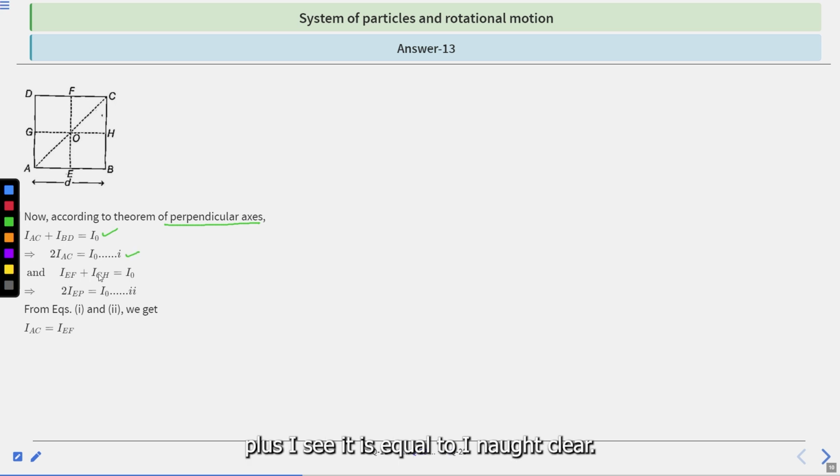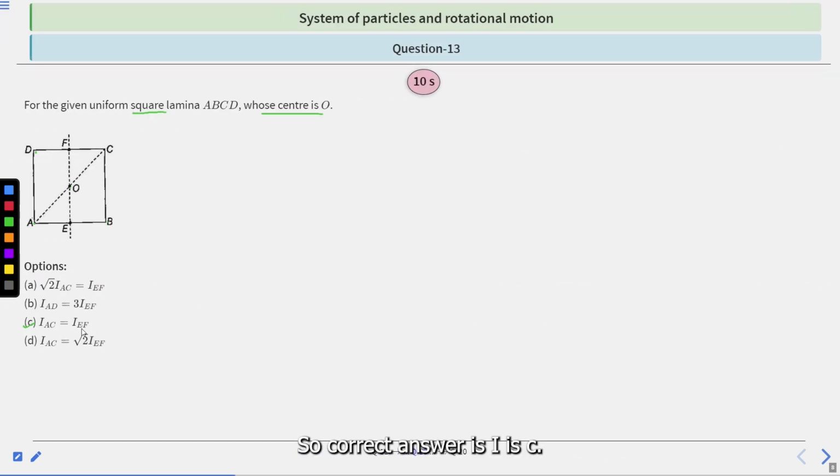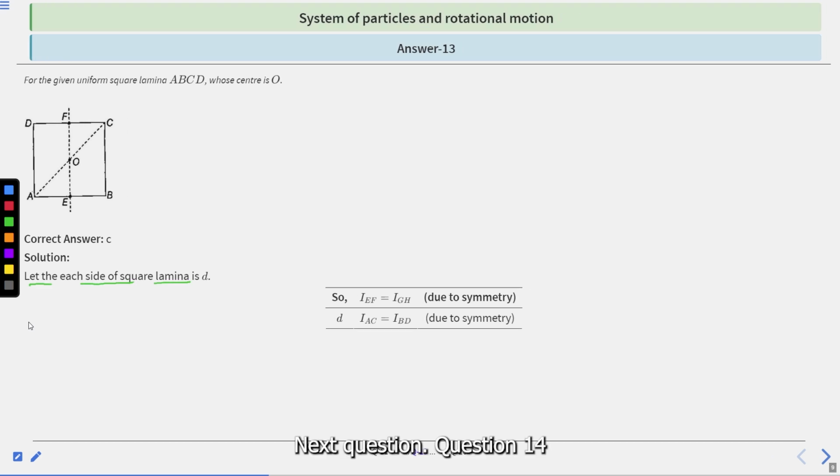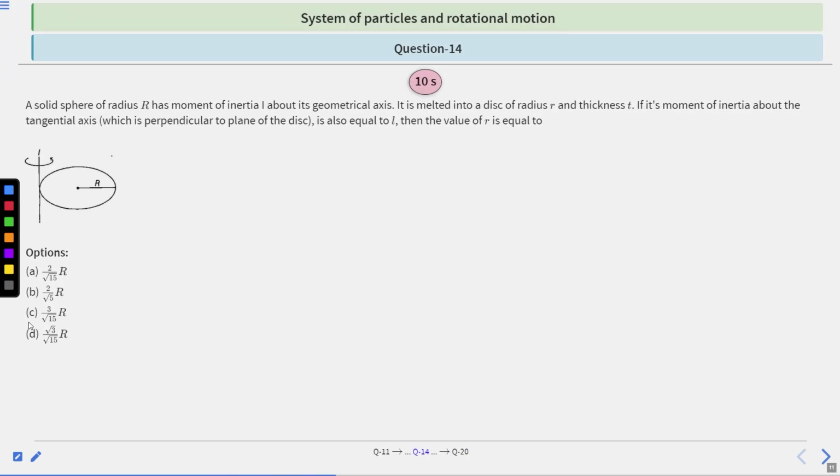And IEF plus IGH is equal to I naught. So 2 IEF is equal to I naught. Let this be equation second. Solving equations first and second, you will get IAC is equal to IEF. So the correct answer is option C. Clear? C is the correct answer. Next question.